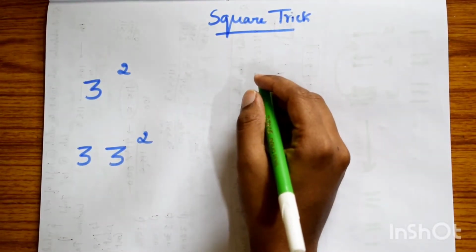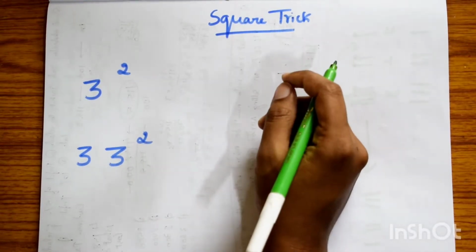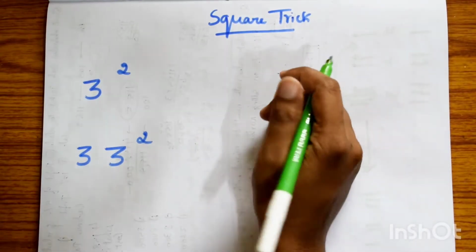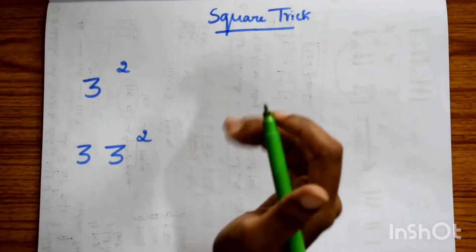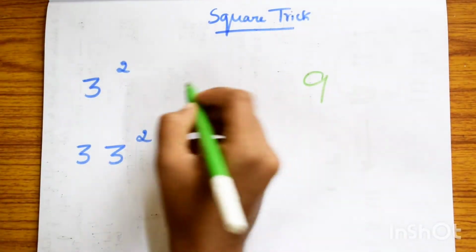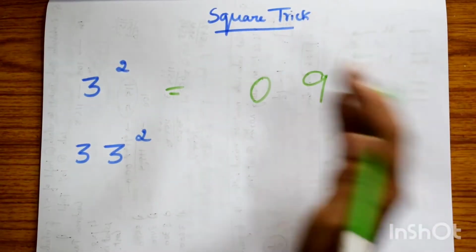Today in trick for the day, we are going to learn a square trick, and this is definitely a very interesting trick. So watch the video till the end. What is 3 square? We all know that 3 square is 9, right? So write it in 2-digit form like 09.